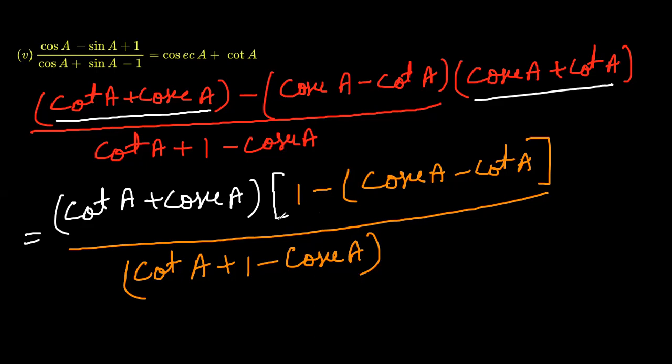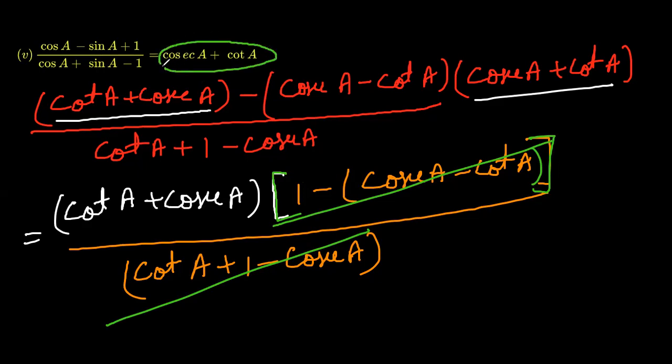Look, the inside bracket, this term is same as this, because if you open the bracket, you get exactly same thing as you have in the numerator. So what we mean to say is, I just want to show you that this numerator factor, when you open up the bracket, becomes same as this, and this gets cancelled, and you get cot A plus cosec A, which is same as right hand side.